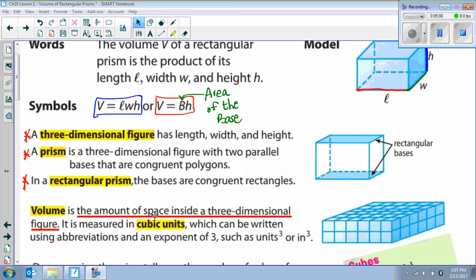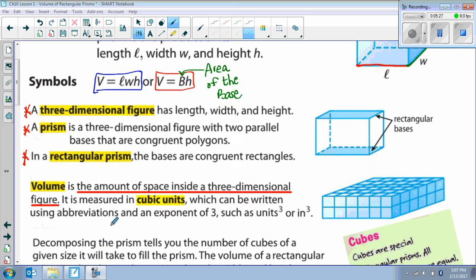Volume is the amount of space inside a three-dimensional figure, just like what we talked about in the warm-up. It is measured in cubic units, which can be written using abbreviations, and you can write it using an exponent of 3. So in other words, you can do inches squared, sometimes you'll see that. Or sometimes you'll see square feet, like that. And sometimes you'll see feet cubed or units cubed, like this. Okay?